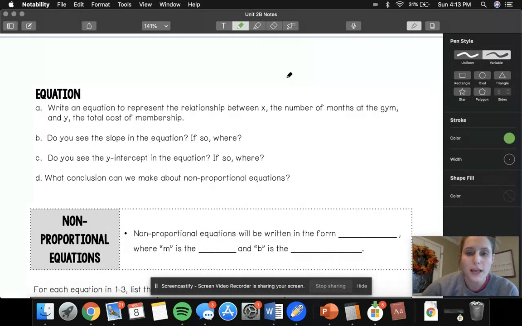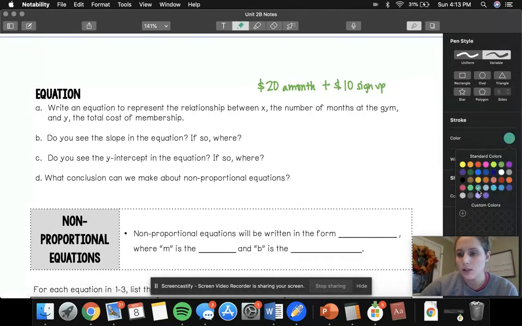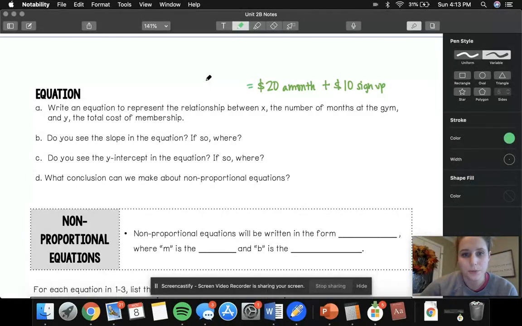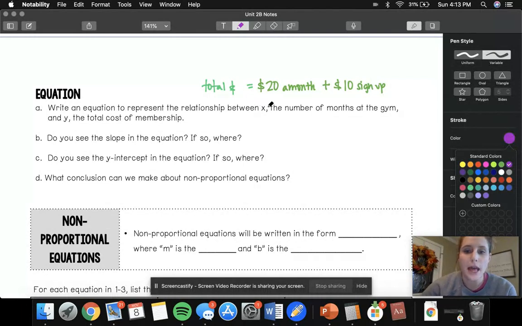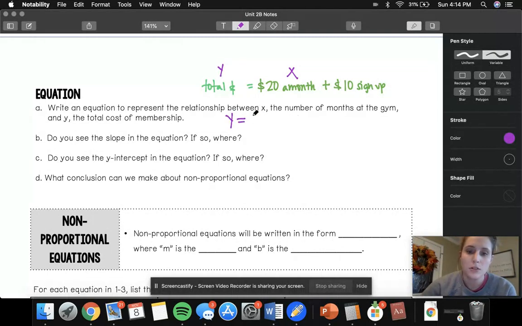Okay, so we know that it is $20 a month, plus a $10 sign-up fee, and that will equal our total. So we know that X is the number of months and Y is the total cost. This equation can be represented as Y equals $20 a month, so 20X, plus the sign-up fee of $10. I don't have to do this once a month, I have to do it just one time.